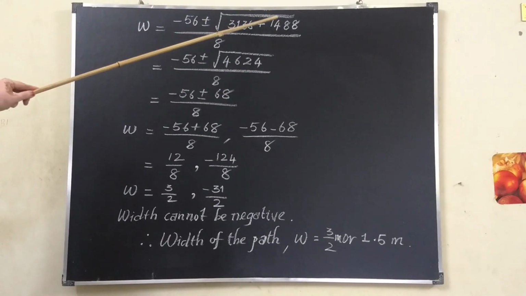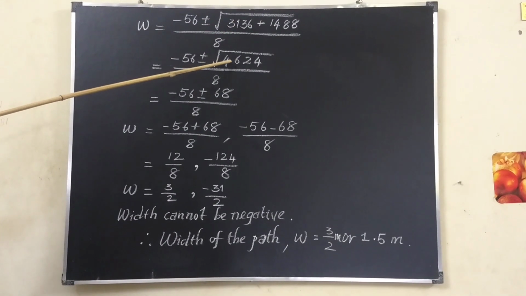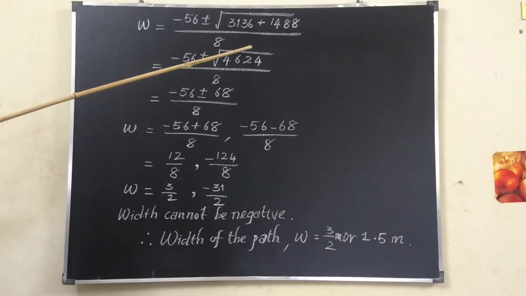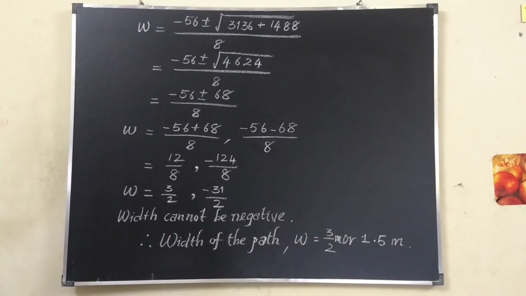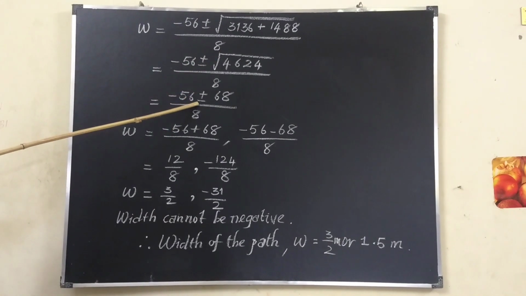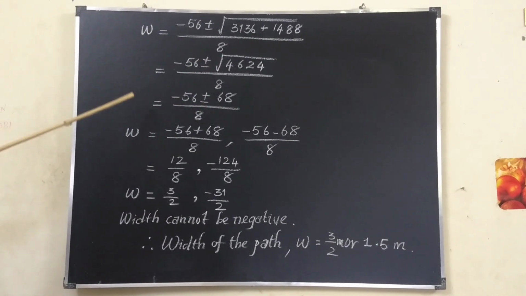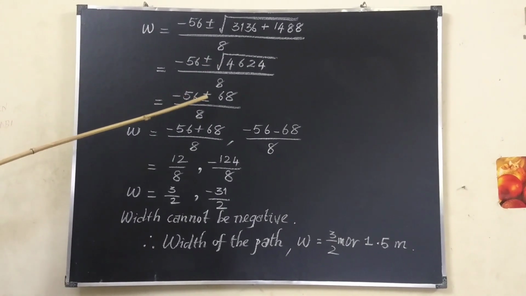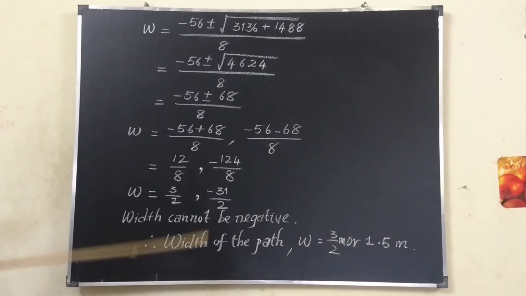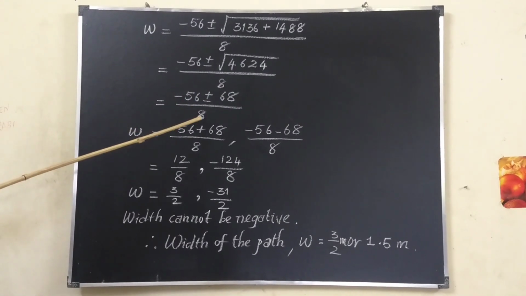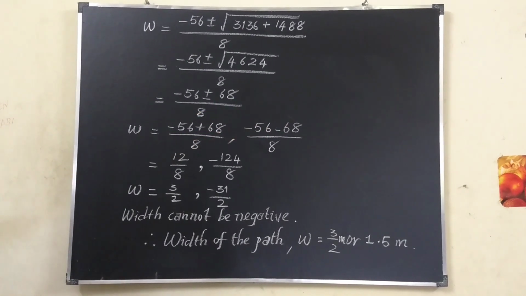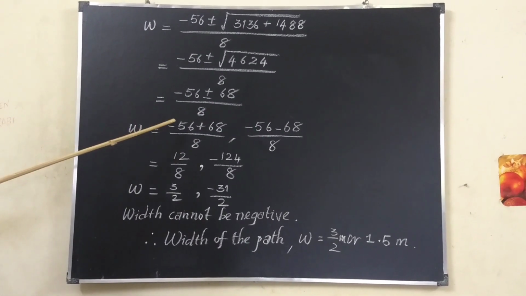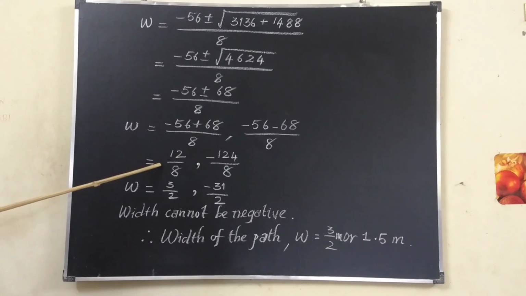Then add them up. When you are adding these two numbers, it is 4624. Take the square root of 4624 using the long division method. The square root of this is plus or minus 68. So the value of W is minus 56 plus or minus 68 by 8. So it should be minus 56 plus 68 by 8 or minus 56 minus 68 by 8. Then minus 56 plus 68 is 12 by 8.